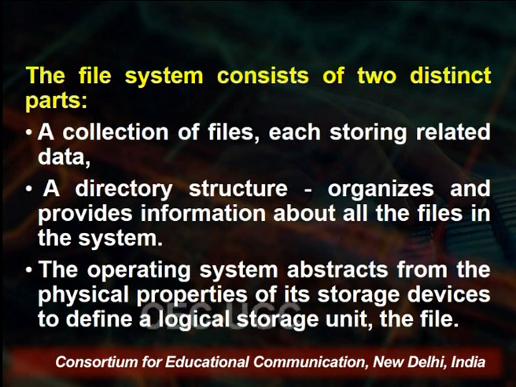Now the file system consists of two distinct parts. One is a collection of files, each storing related data. The term related is very important here: each file has a different type of related data, which is why we can say it is a logical collection of data.